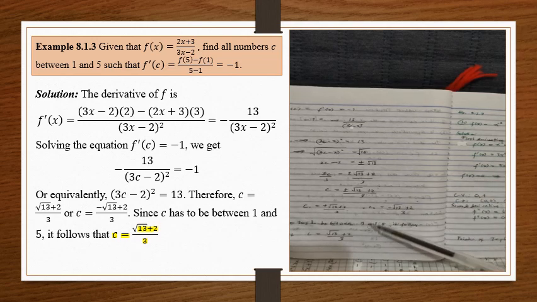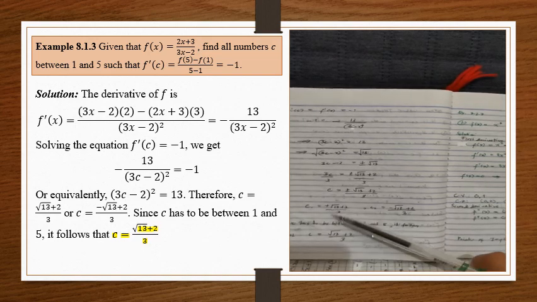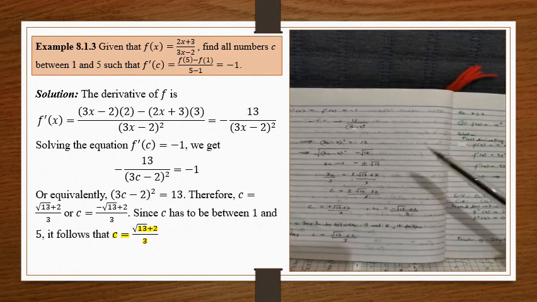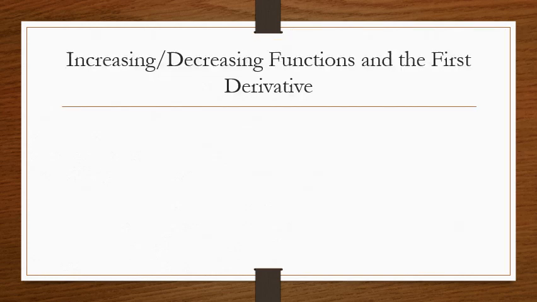Kasi, between 1 and 5 man, ibig sabihin yung mga numbers lang na between 1 and 5. So, kasama doon si positive square root of 13 plus 2 over 3. So, therefore, this is the value of c.